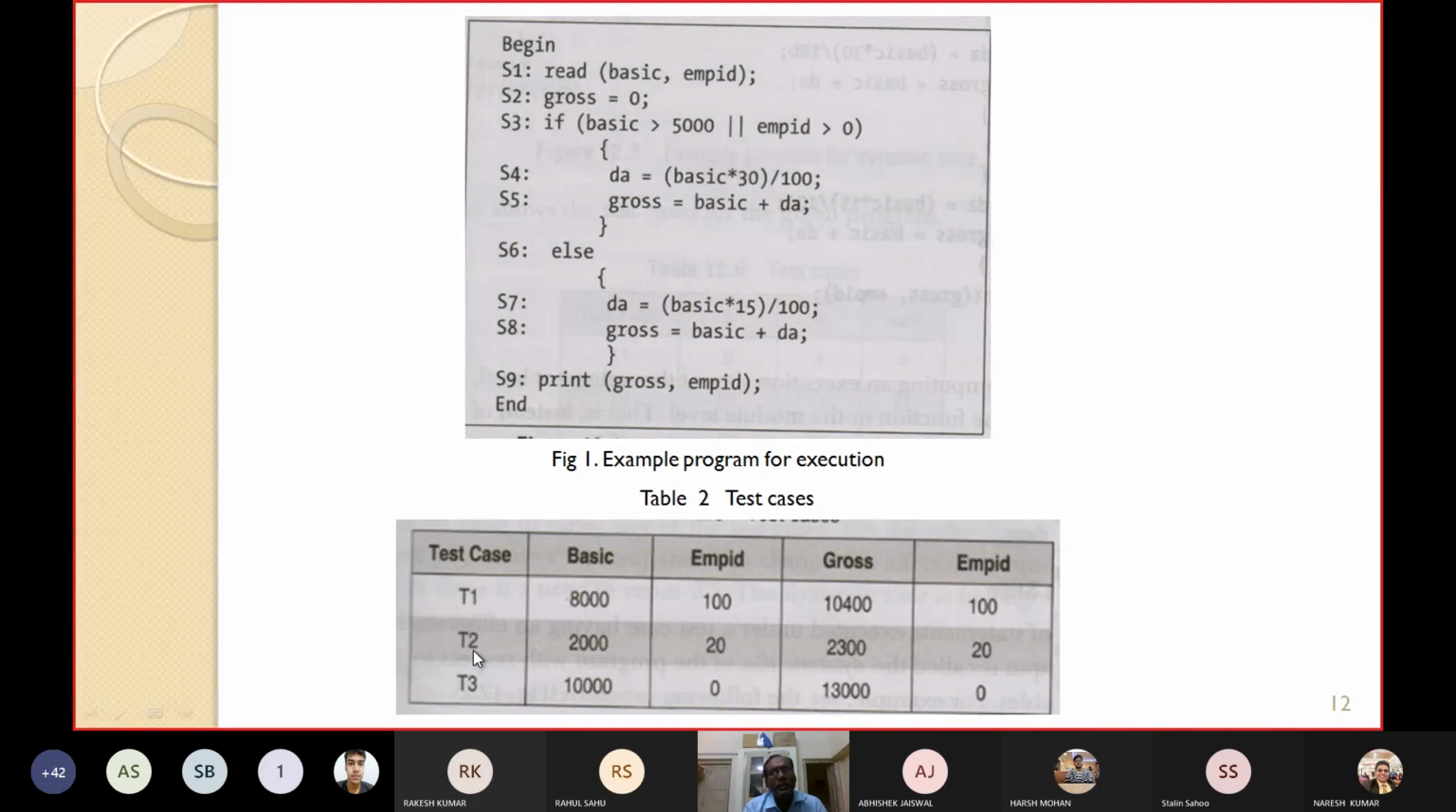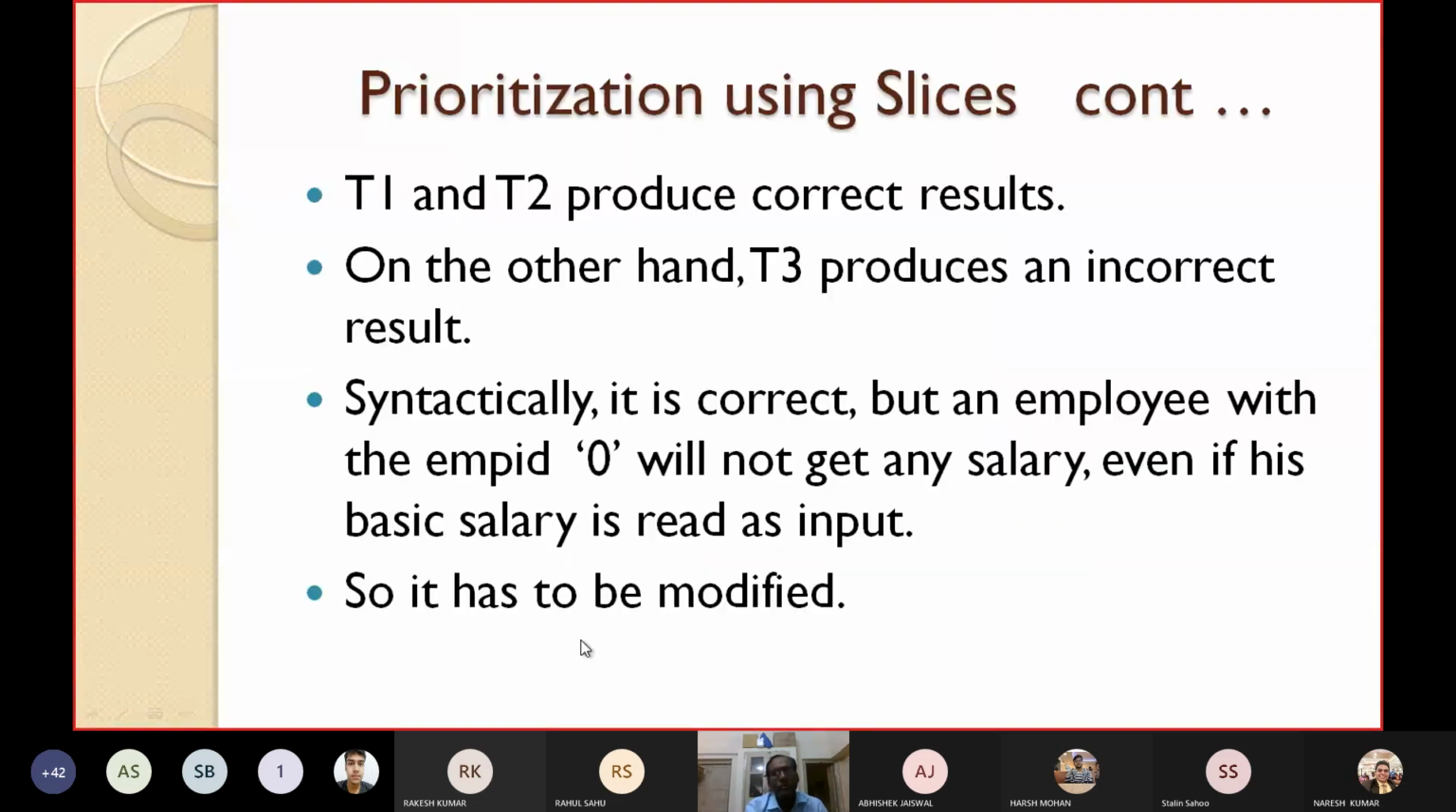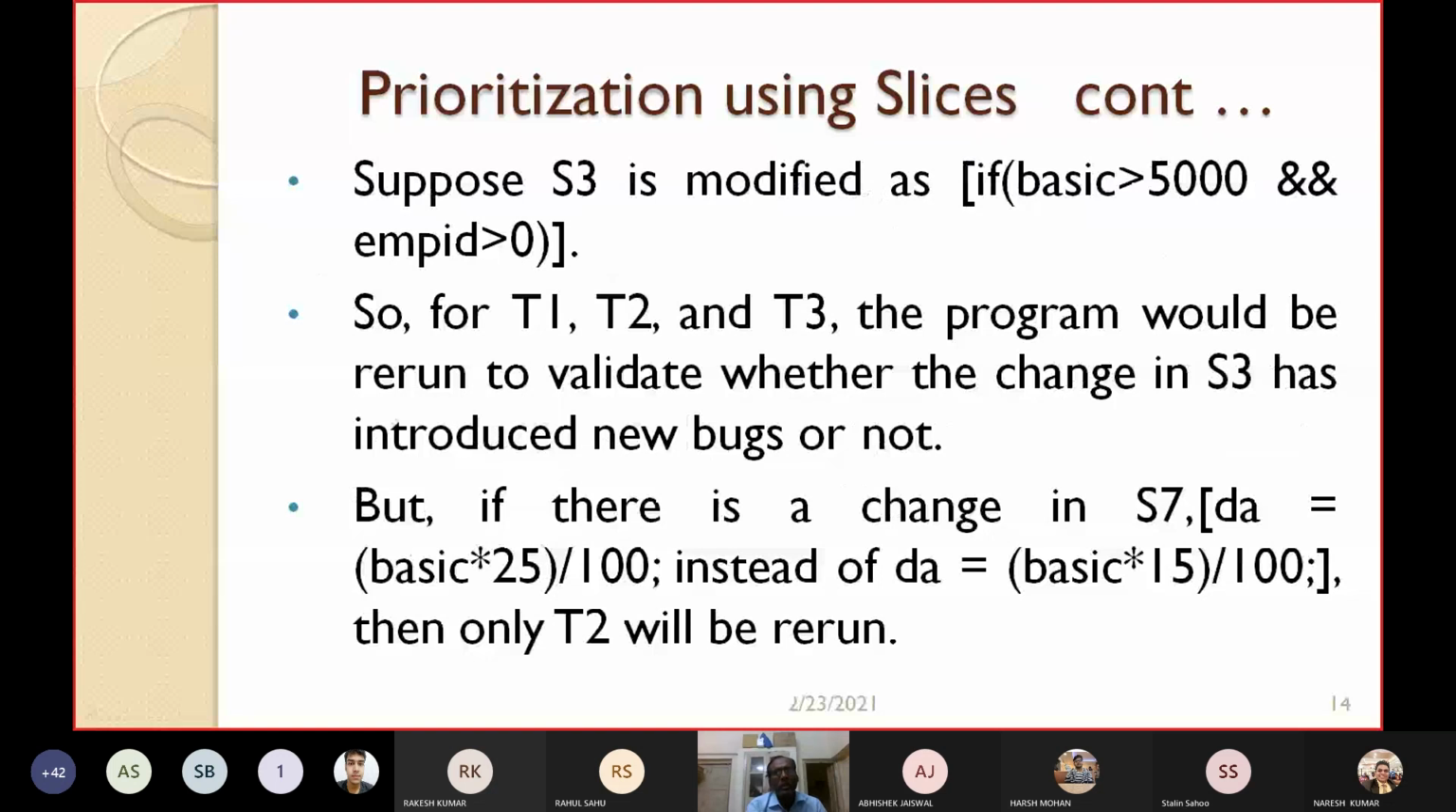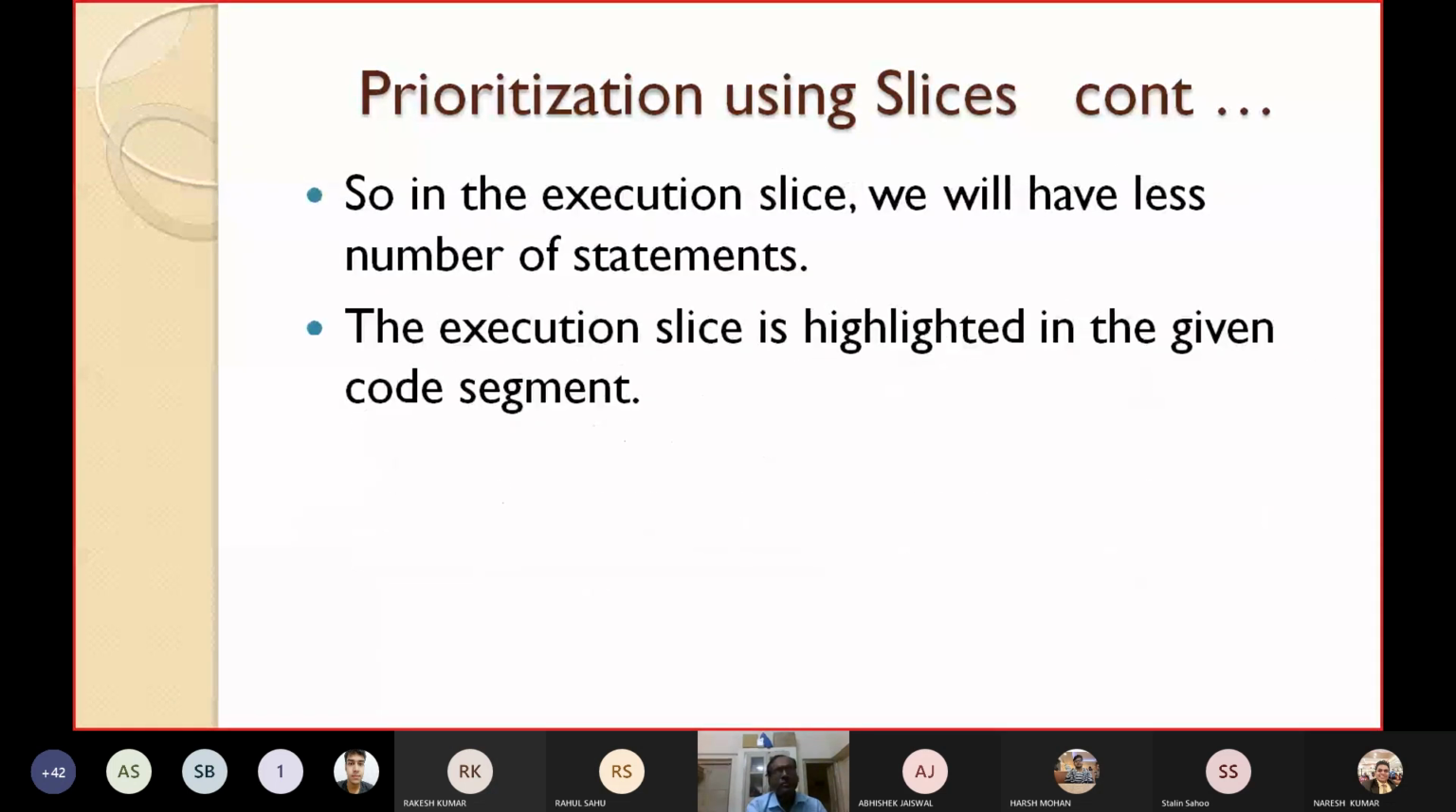Please see, if there is a change in S3, all of T1, T2, T3 will be executed, because the corresponding statements are affected. But if I am making a change at S7, only T2 needs to be executed. That's what I have told: if S3 is modified, I have to rerun all of T1, T2, T3. But if there is a change in S7, then only T2 will be rerun. In this way, by using the concept of execution slice, we can prioritize the test cases.